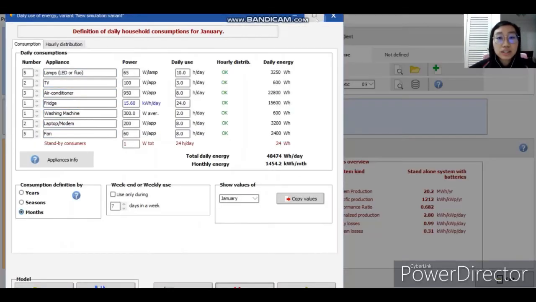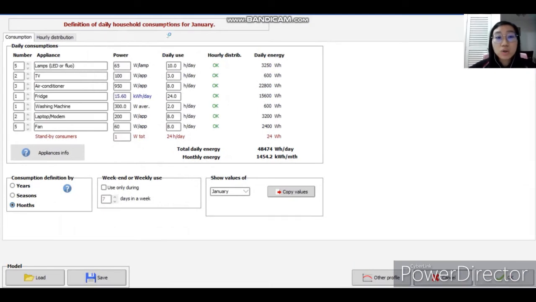In these user needs, this shows the daily household consumption for Mr. Ahmad Nifu residential house. For the daily consumption, they have lamps, which is 5. For the lamp, the power is 65 watts per lamp, and it is used for 10 hours per day. And for the TV there are 2, and the power is 100 watts per appliance. For the air conditioner there are 3, and the power is 950 watts per appliance. And the fridge or refrigerator, there is 1, and it is 15.6 kilowatt hours per day.